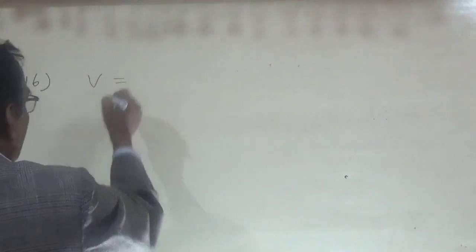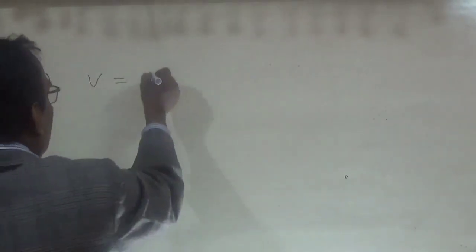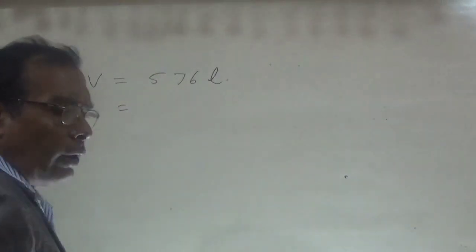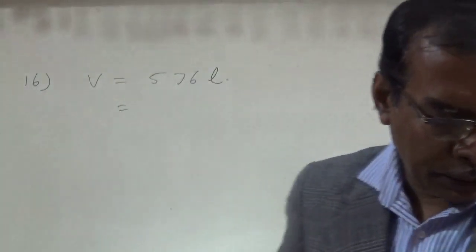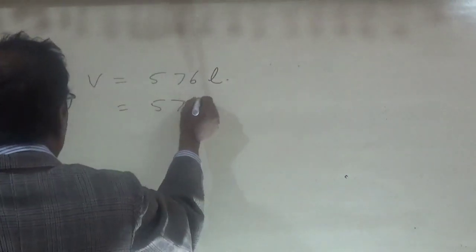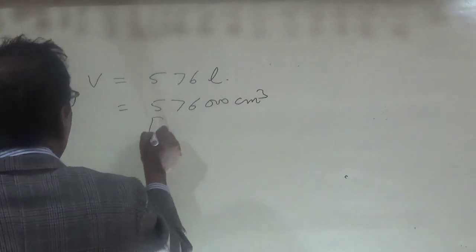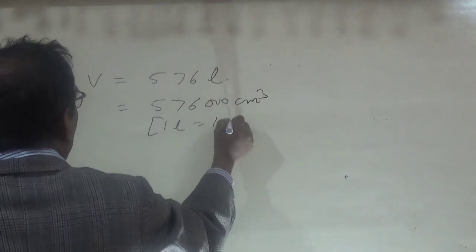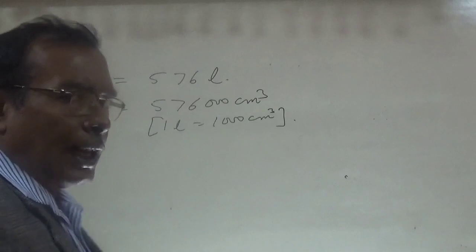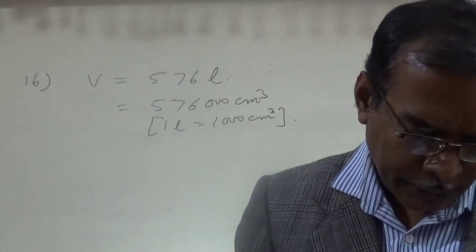The volume of the water is given as 576 liter, and 1 liter is equal to 1000 centimeter cube. So definitely it will be equal to 576 into 1000 centimeter cube. Write the relation here: 1 liter is equal to 1000 centimeter cube. Should not make any confusion between liters and hectares. That one is 10,000: 1 hectare is equal to 10,000 meters square.